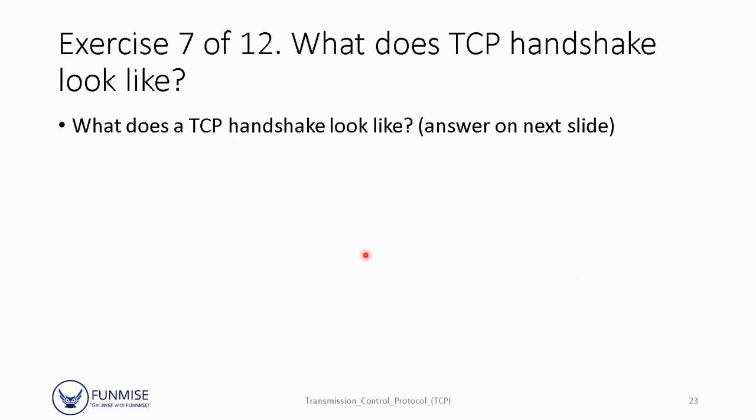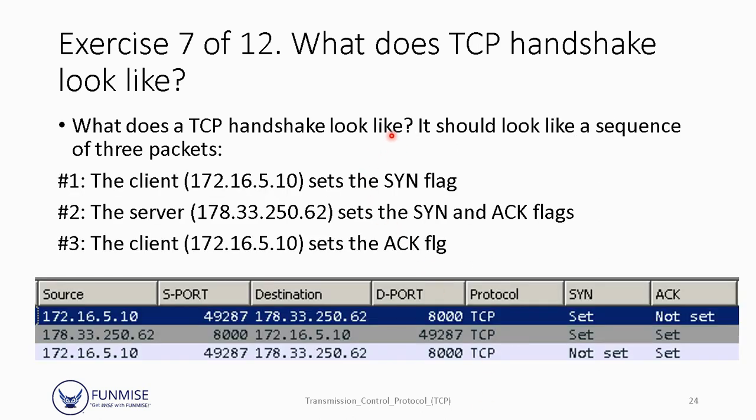Now, what does a TCP handshake look like? Seeing those words doesn't mean much to you, so let's get a little deeper. Here we have a little screenshot taken from Wireshark at the bottom, and this is what a handshake looks like. The client, in this case, sets the SYN flag, then the server will set the SYN and the ACK flag, and then the client will set the ACK flag. So this gives you your SYN, SYN-ACK, and ACK.